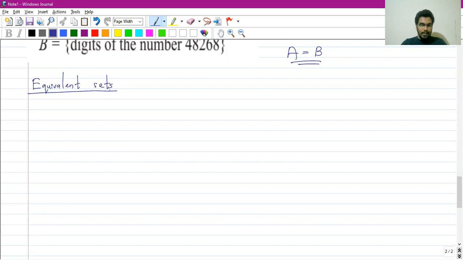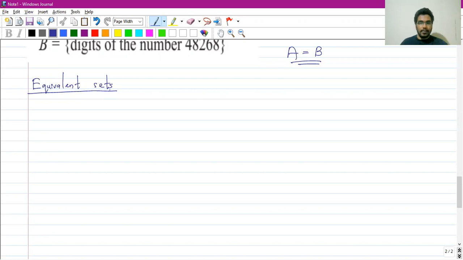Equivalent sets means, try to understand it well, the number of elements in this set must be equal to the number of elements in the other set. If there are two sets and the elements can be anything, different or same, but the number of elements in this first set must be equal to the number of elements in this second set, we can say these two sets are equivalent sets.